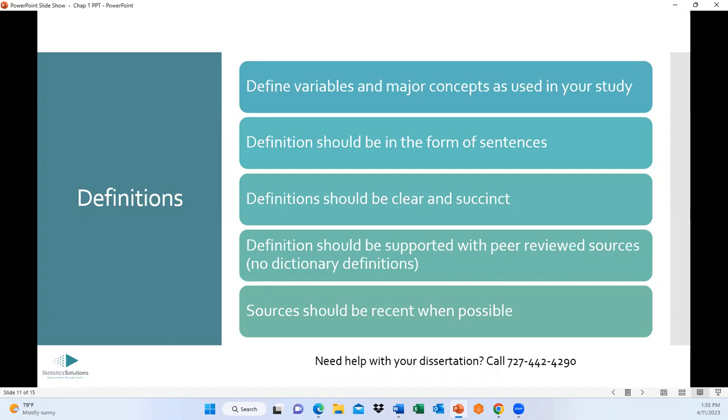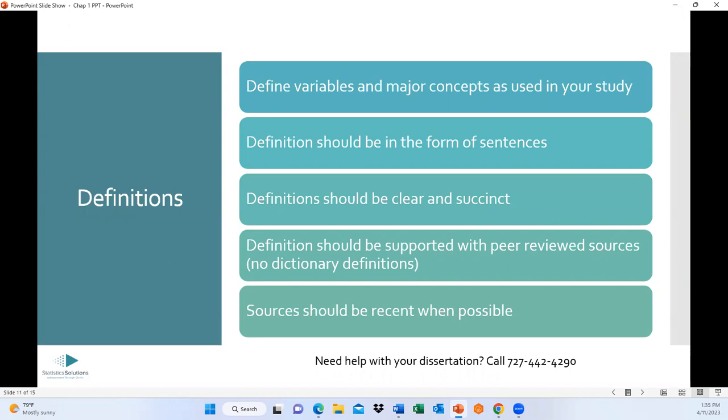So, clear and succinct. Emotional intelligence refers to, emotional intelligence is, emotional intelligence will refer to, however you want to set it up. And then just give a clear definition of how you're going to use it for your study, supported with a source. These definitions can be one sentence long, sometimes two, but usually there's no reason for them to go on longer than that. Okay.